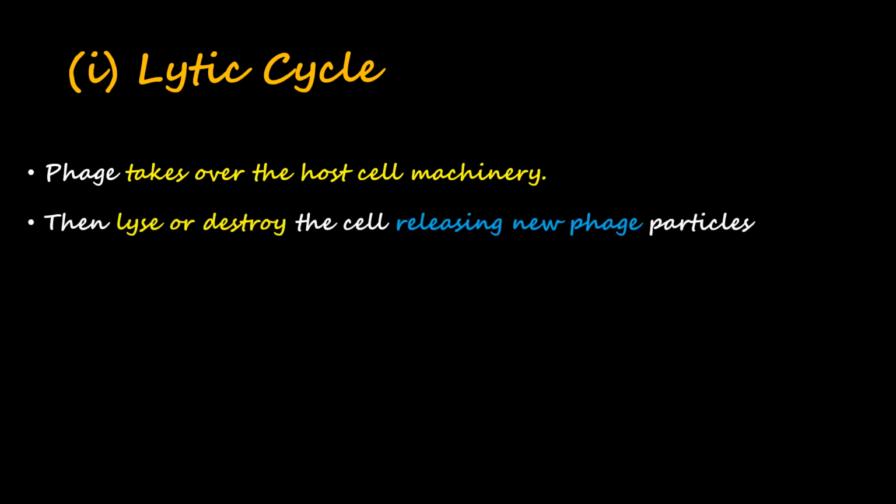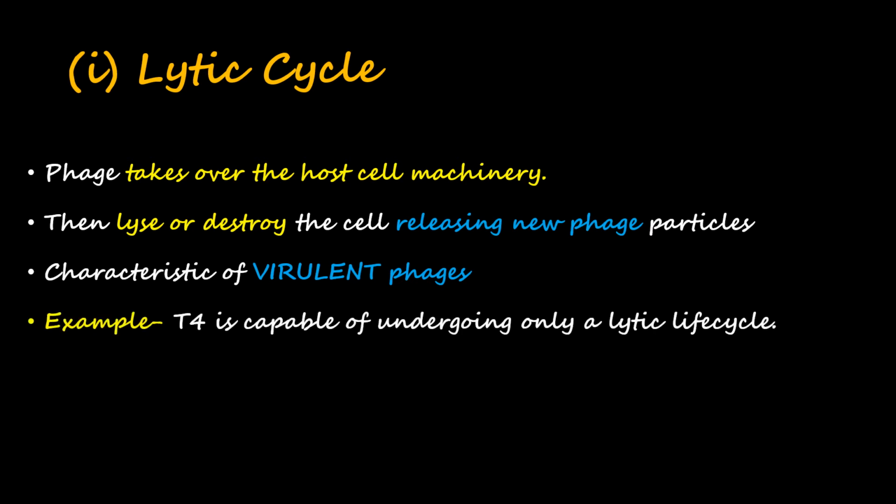Let's come to the lytic cycle. Phage takes over the host cell machinery, then lyses or destroys the cell, releasing new phage particles, and is the characteristic of virulent phages. For example, T4 is capable of undergoing only a lytic life cycle.